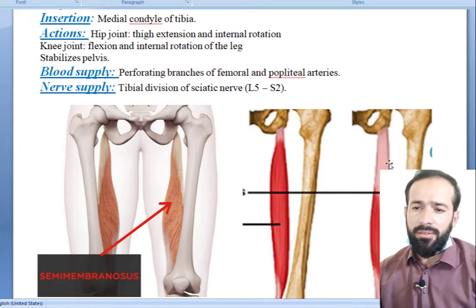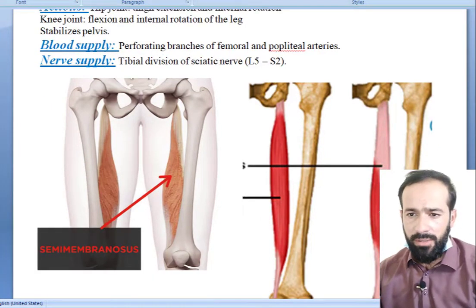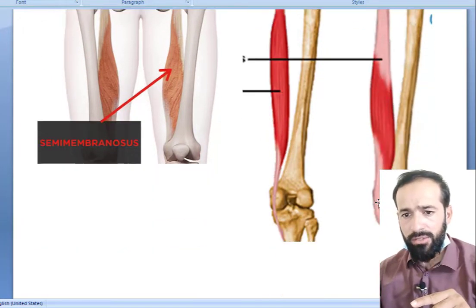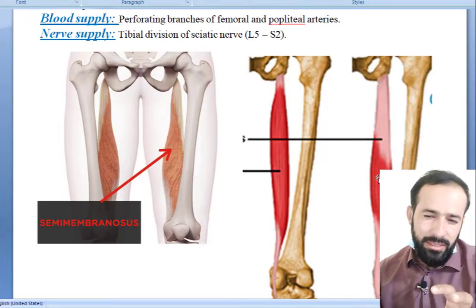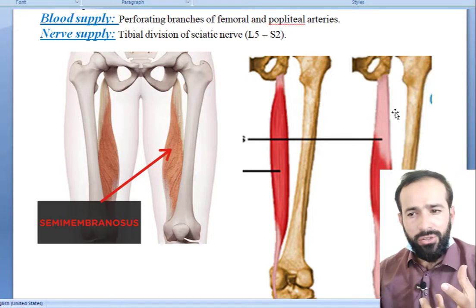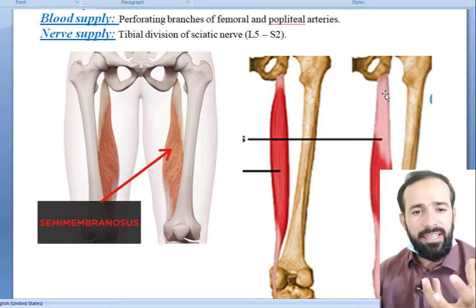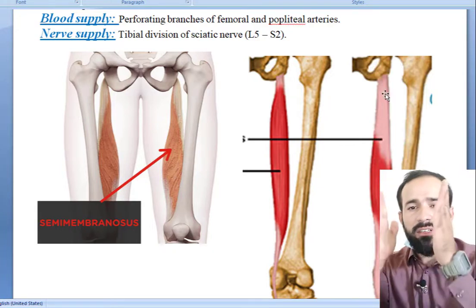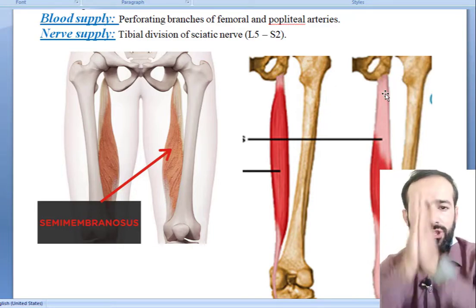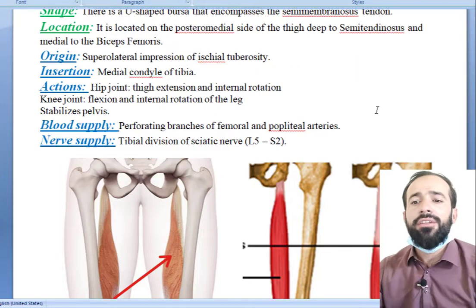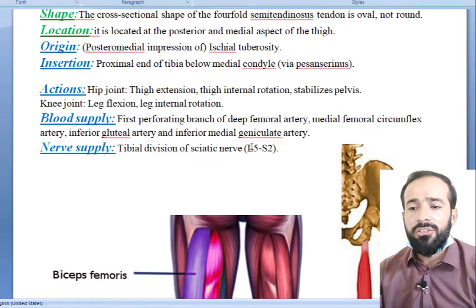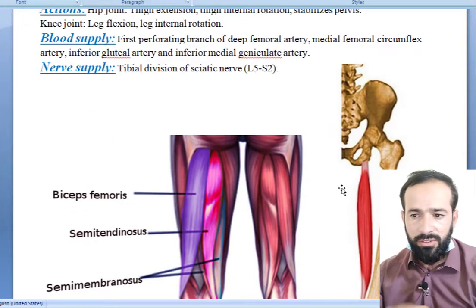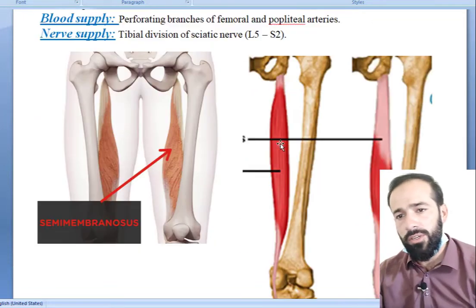So this muscle which I am showing you right here, semimembranosus muscle, is a little bit muscular in nature and a little bit tendinous in nature. Membranous, the tendons are arranged in sheet form, that's why it's called the semimembranosus muscle. And there is another muscle which is called semitendinosus muscle. So let's go for it.